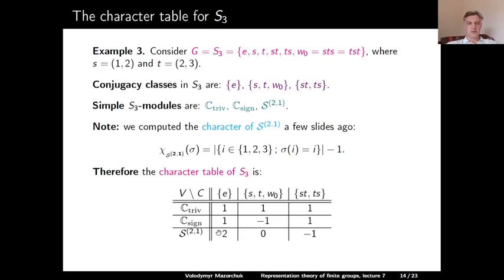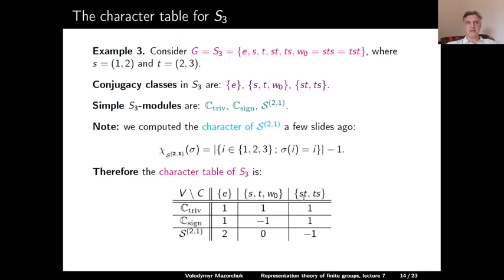And the third row is the character of S2,1. So it's a two-dimensional module, so the value of the character at E is 2. So on the element S, S is a transposition of 1 and 2. It has one fixed point. So we take the number of fixed points and subtract 1. The outcome is 0.